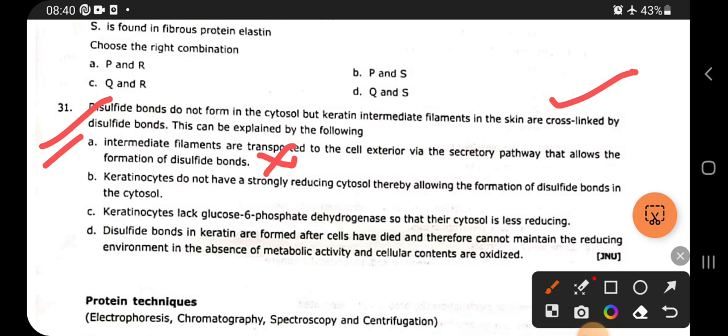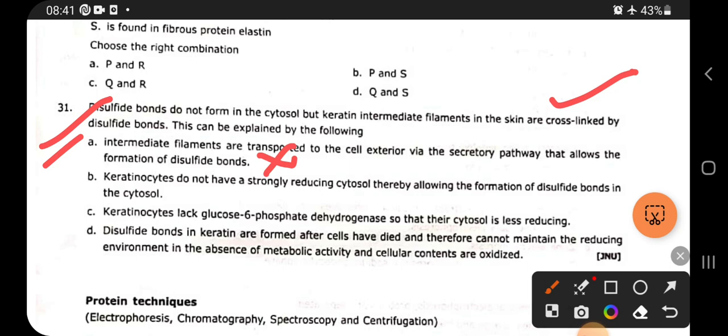B. Your keratinocytes do not have a strongly reducing cytosol, thereby allowing the formation of disulfide bond in the cytosol. So yes, this could be one reason, but then again, I'll tell you the reasons by exploring the further options. C. Keratinocytes lack glucose 6-phosphate dehydrogenase so that their cytosol is less reducing. No, it is not the case.